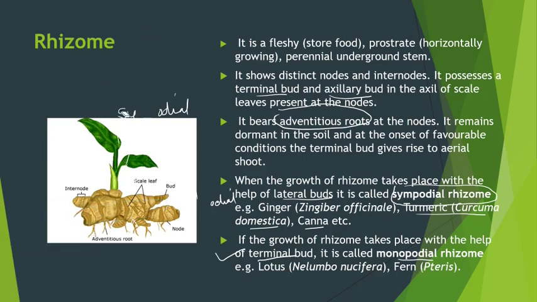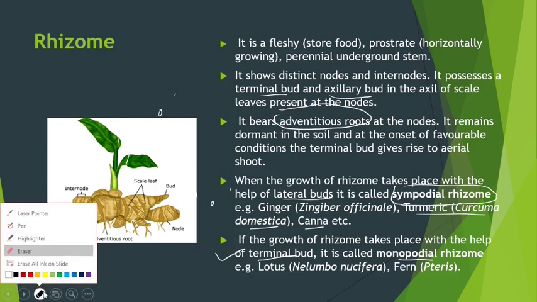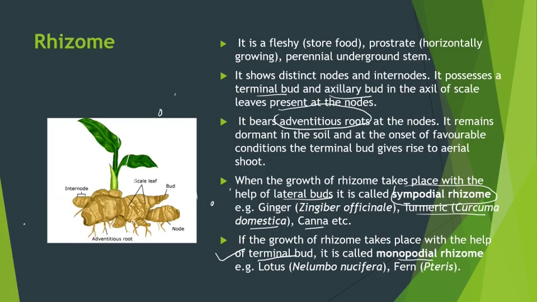Sometimes a question is asked: difference between rhizome and tuber. Basically, tuber is shapeless, it is not branched, it does not have adventitious roots, and all the opposite characters are present in case of rhizome.